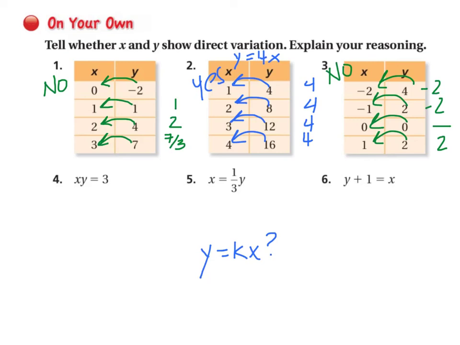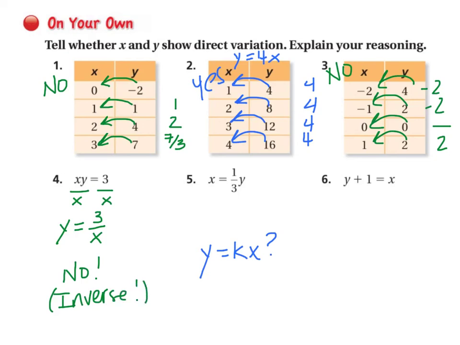We're looking at whether or not the equation can match a direct variation. Can we write this equation right here, xy equals 3, in that form y equals kx? Well, let's solve for y. In solving for y, we get y equals 3 over x. This is definitely not a direct variation. In fact, that is something we're going to learn in the next video called an inverse variation.